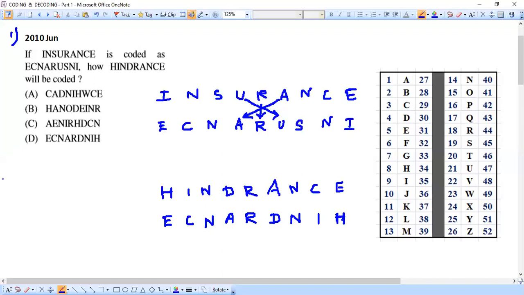Let's search for this option in the list of answer choices. Yeah, option D is matching our answer. ECNARDNIH. Very simple for us to say that. Option D is our answer.